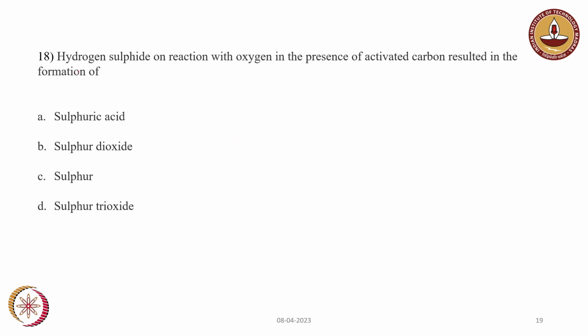The next question is hydrogen sulfide on reaction with oxygen in the presence of activated carbon resulted in the formation of option A sulfuric acid, option B sulfur dioxide, option C sulfur, and option D sulfur trioxide. So this is the method of sulfur recovery. Sulfur recovery means from compounds sulfur is separated.